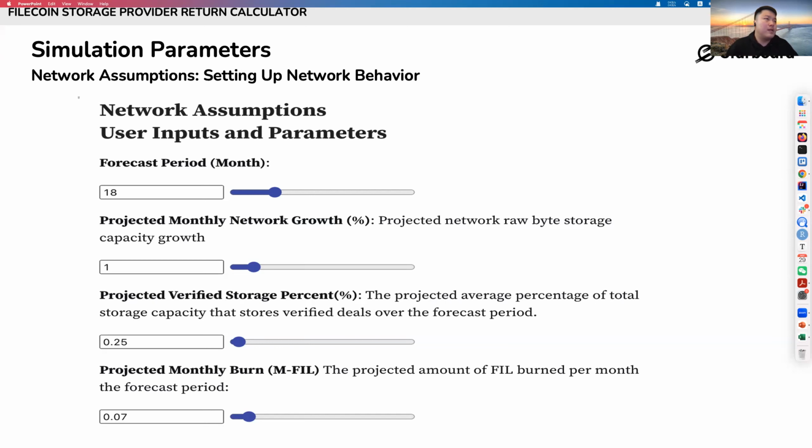So for the network section, firstly, you need to input basically the forecast period, right? Basically the number of months you want the simulation to be based on. And you can also input the projected monthly network growth. Recall that if you think about the crypto economics of the Filecoin protocol, essentially it's about how individual SP storage providers behave compared to the overall network. So this projected monthly network growth parameter will have an influence on the SP's economic output as well.